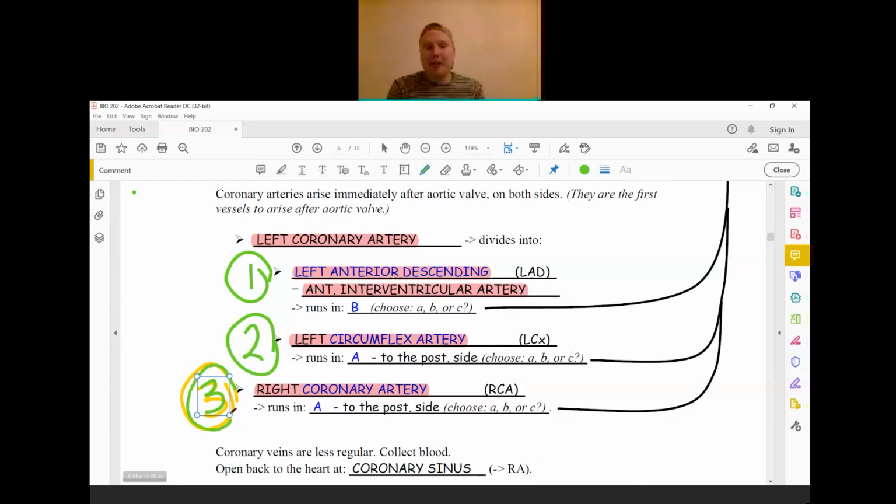So basically what I'm telling is that the anterior interventricular artery runs in that groove that was labeled as B in the previous table, and then the left circumflex runs in the groove that was labeled as A, and the right coronary artery runs in the groove that's labeled as A, but it runs on the other side.